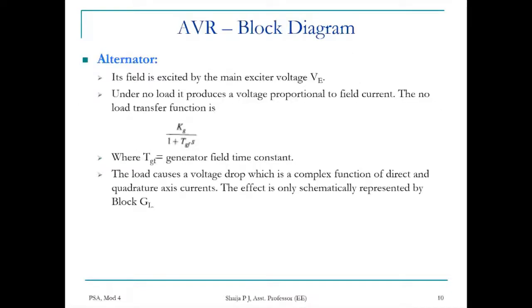Alternator. Its field is excited by the main exciter voltage VE. Under no load, it produces a voltage proportional to field current. The no load transfer function is Kg by 1 plus TGF into S, where TGF is the generator field time constant.